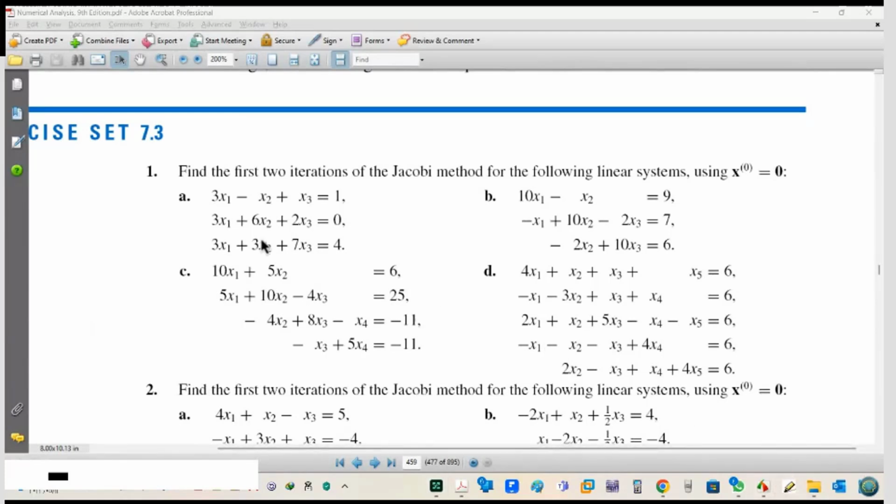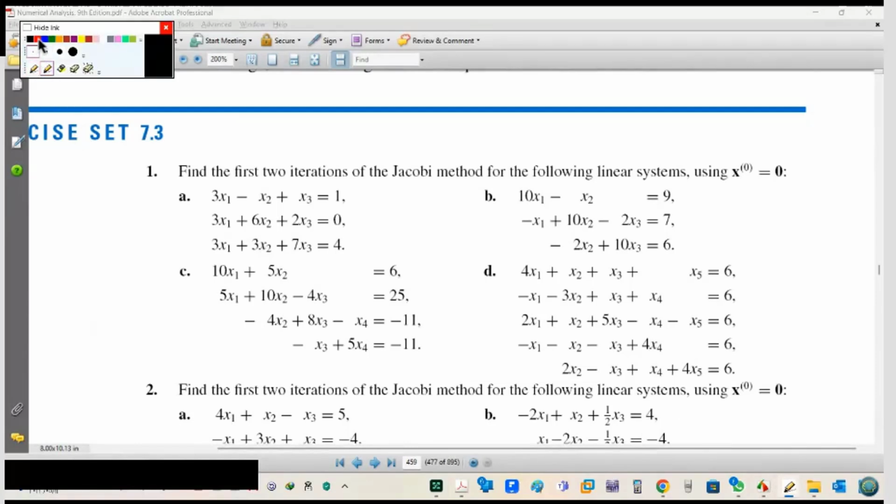I will write here. Hujam, we didn't understand you, Hujam. I will. Here, that means x1 is 0, x2 is 0, x3 is 0, x4 is 0. Is it clear?